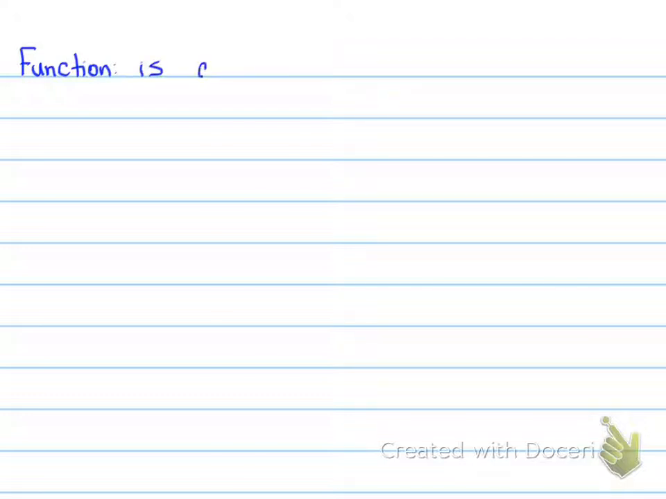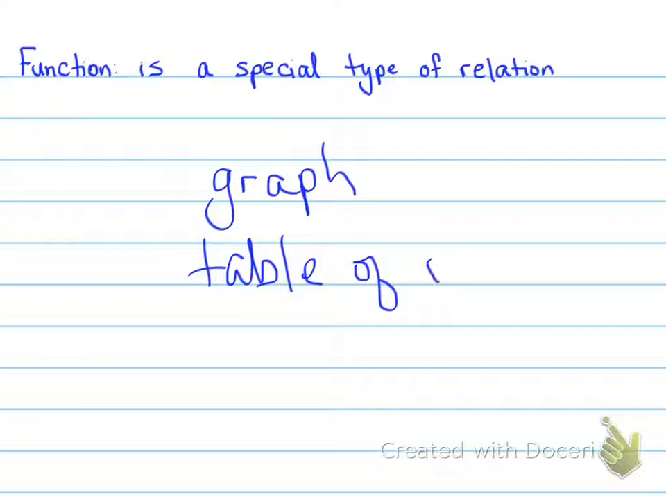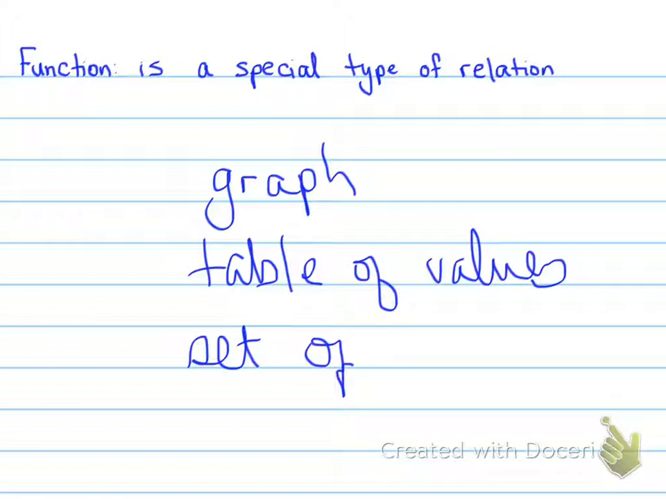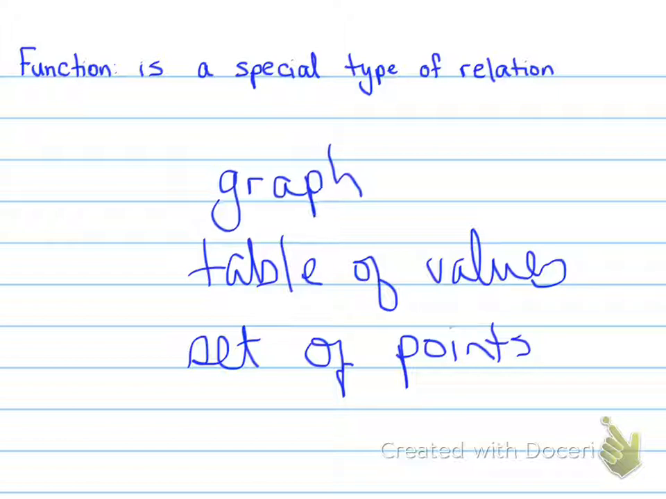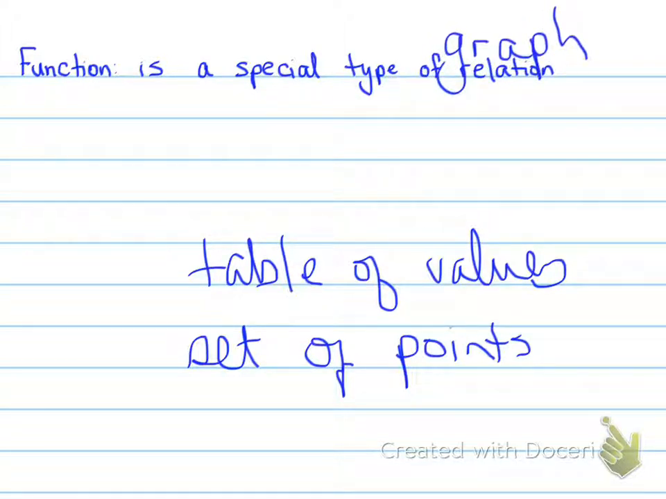Specifically, we're looking at the word function. What does function mean? Well, a function is a special type of relation. What is a relation, you may ask? Well, a relation is any graph, any table of values, any set of points, any mapping notation, anything that essentially can be graphed. So we can graph all of these values. This word graph is the most important piece. That is what a relation is. It's basically any graph. All right.